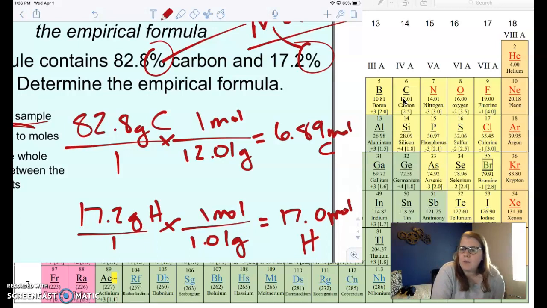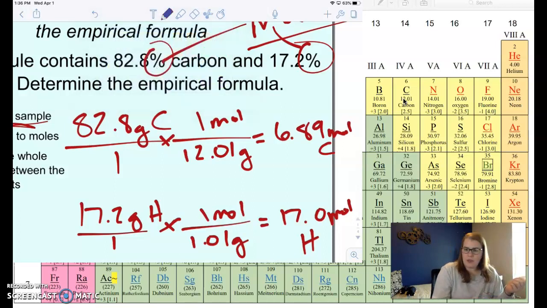Why are we trying to figure out moles? Remember, 1 mole is equal to 6.02 times 10 to the 23rd. That physically tells us how many of each atom we have. And if we're trying to figure out the empirical formula, which is the ratio of the atoms, we should know how many atoms we've got.